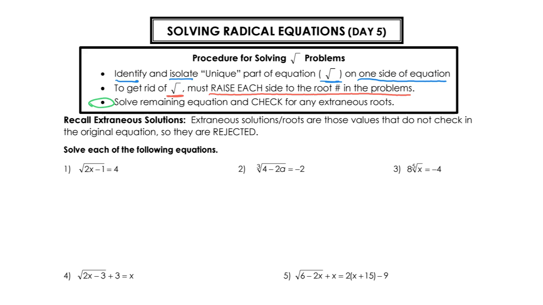One thing that we have to remember that a lot of people will forget is that once we solve, we have to check for any extraneous roots. Extraneous roots are solutions that get rejected because when plugged into the original equation, they do not make sense, or they give us an error, and you'll see. So here we go.